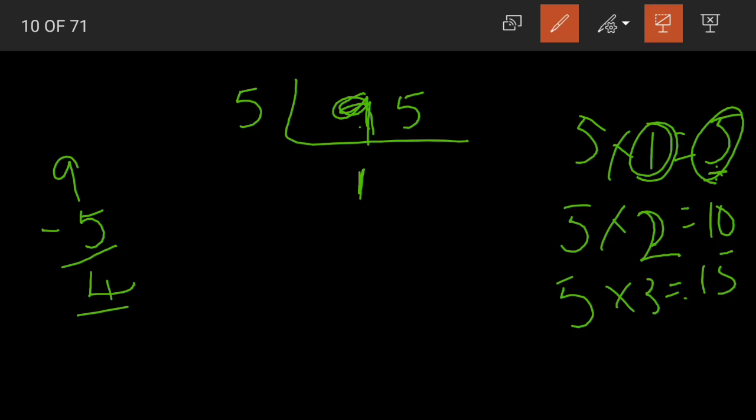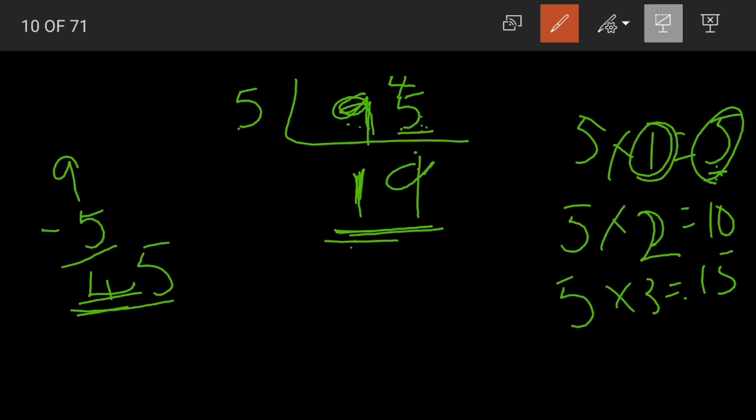Now what to do with this 4? It is carried to the next digit. So 5 here, which was 5 before, becomes now 45. Understood? Before we just had 5. Now we have 45. Now does 45 come in the fifth table? Yes, it comes. 5 nines are 45. So what is our quotient, children? 19 becomes our quotient here. 95 divided by 5 is equal to 19.